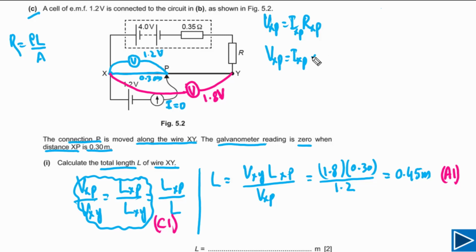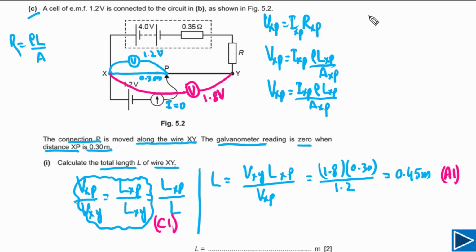So we can write here, this is rho, and A is the cross-sectional area of the wire. We can say this is Axp. And we can simply write Vxp in this case as equal to Ixp times rho times Lxp, divided by Axp. So this is how we can write Vxp.